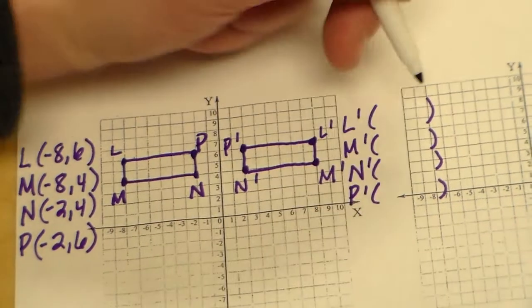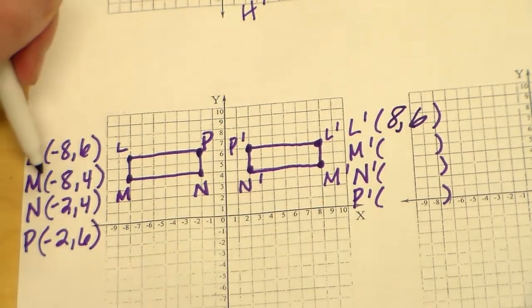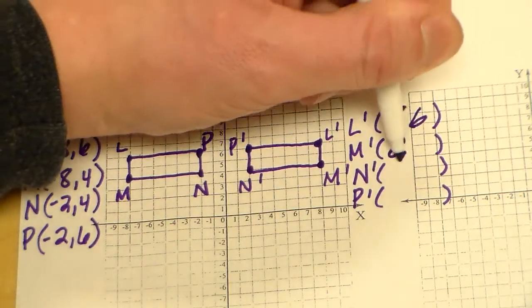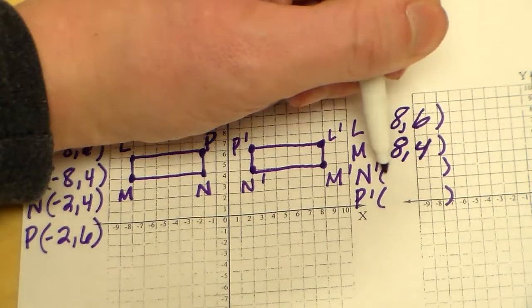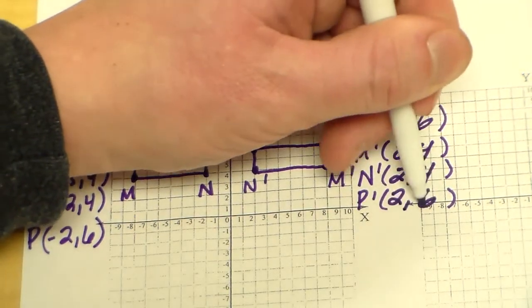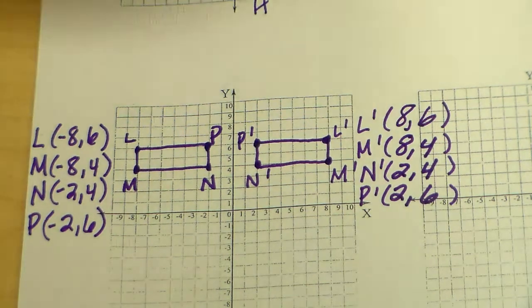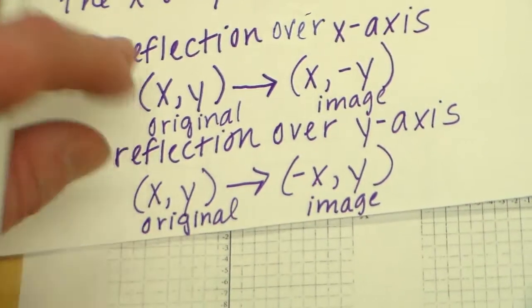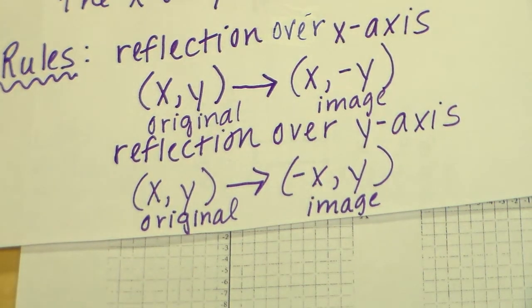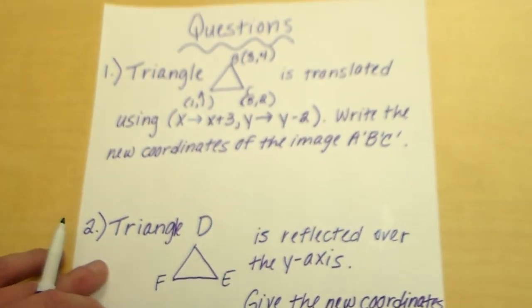So instead of negative 8, 6, x changes to the opposite, I have positive 8, 6. Negative 8, 4 changes to positive 8, 4. Negative 2, 4 changes to 2, 4. Negative 2, 6 changes to 2, 6. A little easier to think about, but the way we wrote out the rule is really what we're going to be focusing on, this little bit at the bottom here that you copied. Okay? Tonight, you have 2 questions to go into your question section.